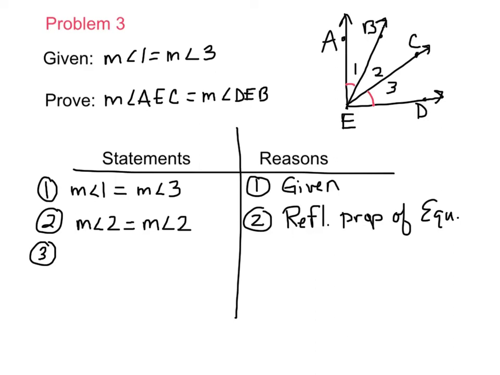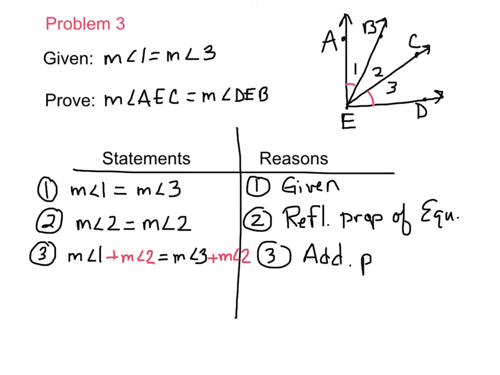I now am going to take the measure of angle 1 and add the measure of angle 2, which is equal to the measure of angle 3 plus the measure of angle 2. Now let's look at what we just did. Up here, we already are saying in our given that 1 and 3 are equal. I said in the second statement that the measure of angle 2 is equal to itself. I now am taking my given and I am adding the measure of angle 2 on both sides. Now I can do that because I proved that they are equal. So now I'm taking my step 1, adding the measure of angle 2 on both sides. What am I using? Well, if you add something on both sides, this is the addition property of equality.